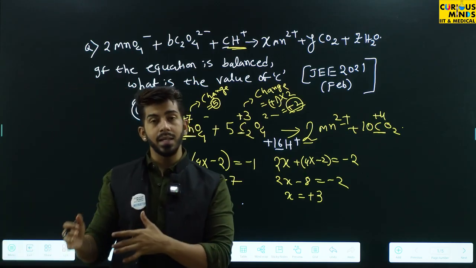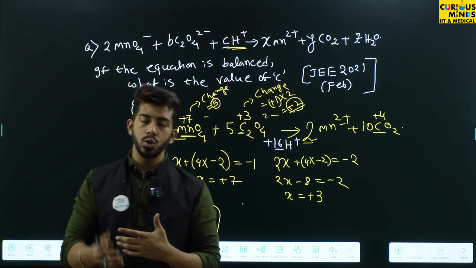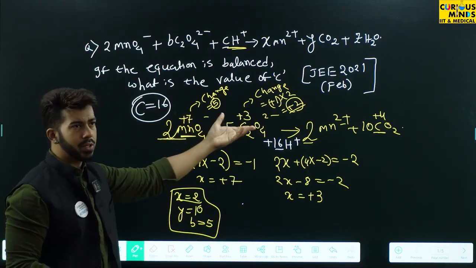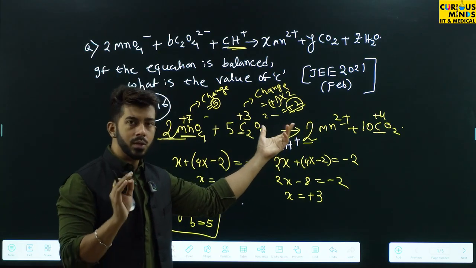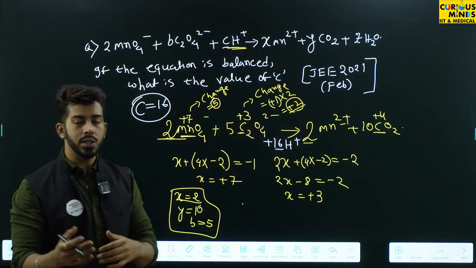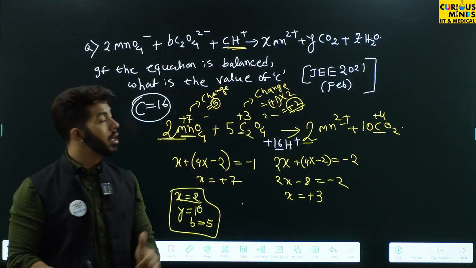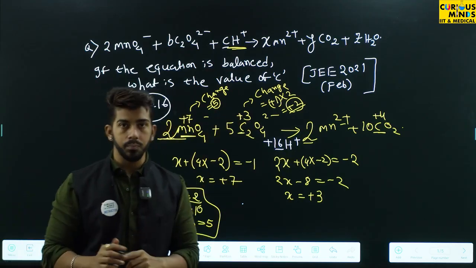So this is a big balancing thing, but you can do it with tricks, with shortcuts. So this is the shortcut method. First, go to this cross connection rule. Once you are done with it, go for the charge calculation by writing LHS and RHS, and you are done with the question. So, final answer of C is 16.